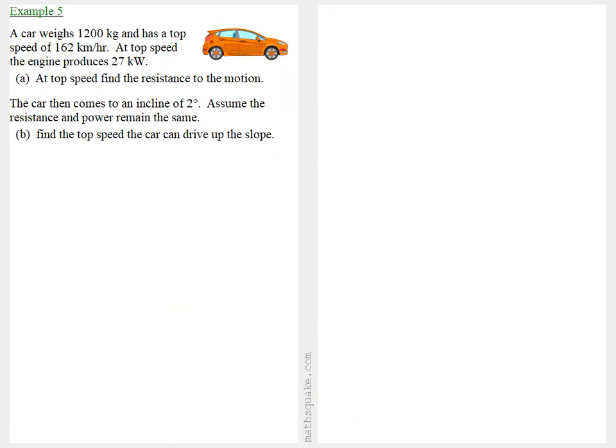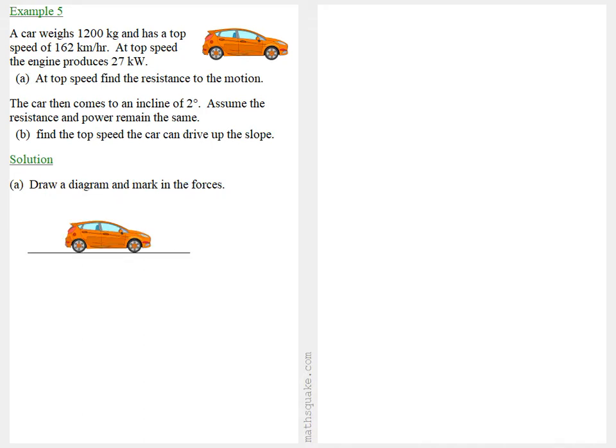In example 5, we're told a car weighs 1,200 kilograms and has a top speed of 162 kilometers per hour. At top speed, the engine produces 27 kilowatts. In part A, we're asked, at top speed, find the resistance to the motion. Well, to solve this, draw a diagram and mark in the forces. First of all, we've got the weight of the car. It's 1,200 kilograms, so the weight is 1,200 G.